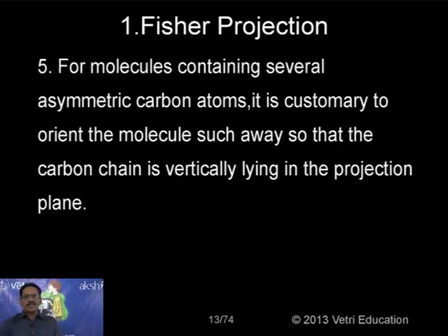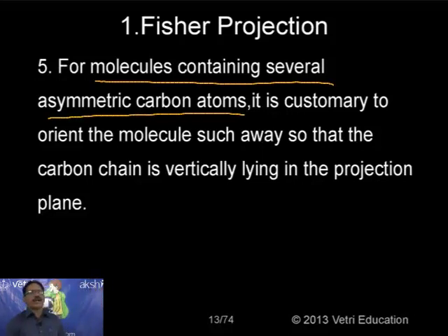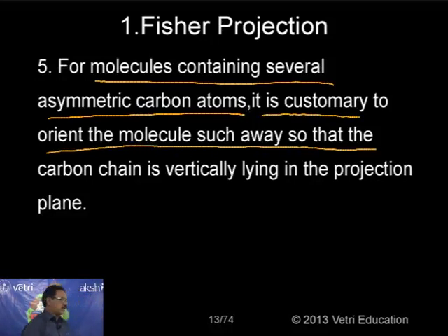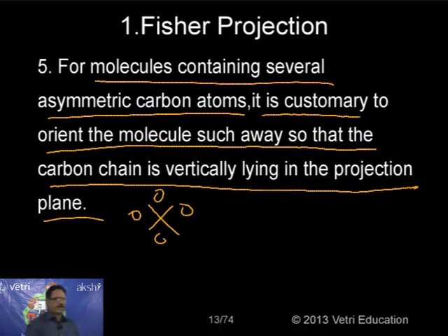Now, so far what I have discussed is an asymmetric molecule containing one asymmetric carbon atom. There are many molecules containing several asymmetric carbon atoms. If you take erythrose, threose, glucose, etc., they contain more asymmetric carbon atoms. Then, according to Fischer, it is customary to orient the molecule in such a way that the carbon chain is lying vertically in the plane of projection. This is the most important information. Very, very important.